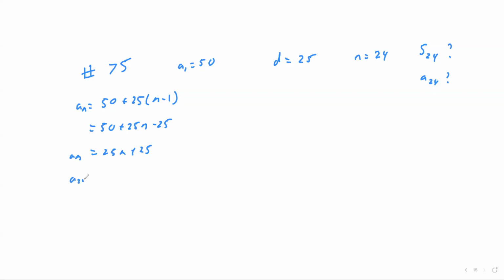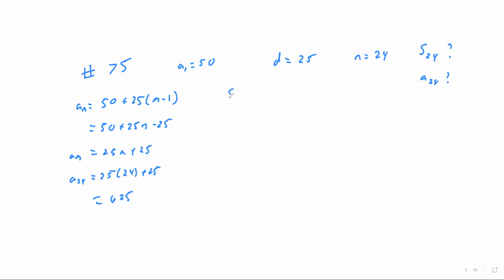To find my a sub 24, this is now 25 times 24 plus 25. So 25 times 24 plus 25 gives me 625. So that means his 24th payment will now be $625. If anyone tries to convince y'all to do that, do not do this.